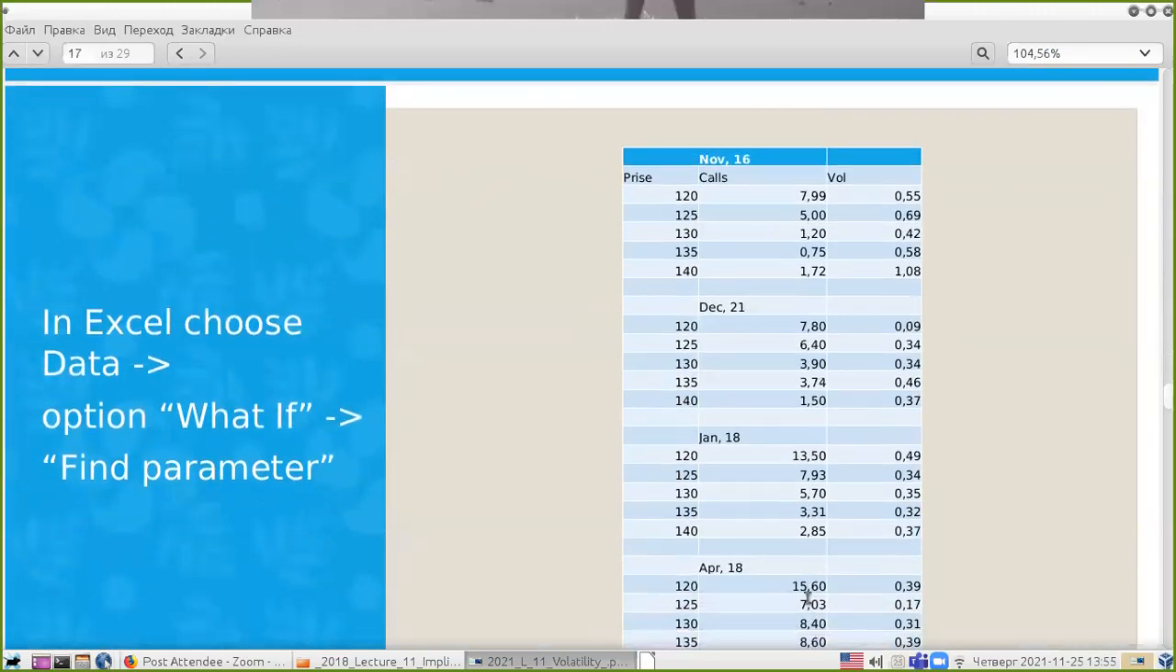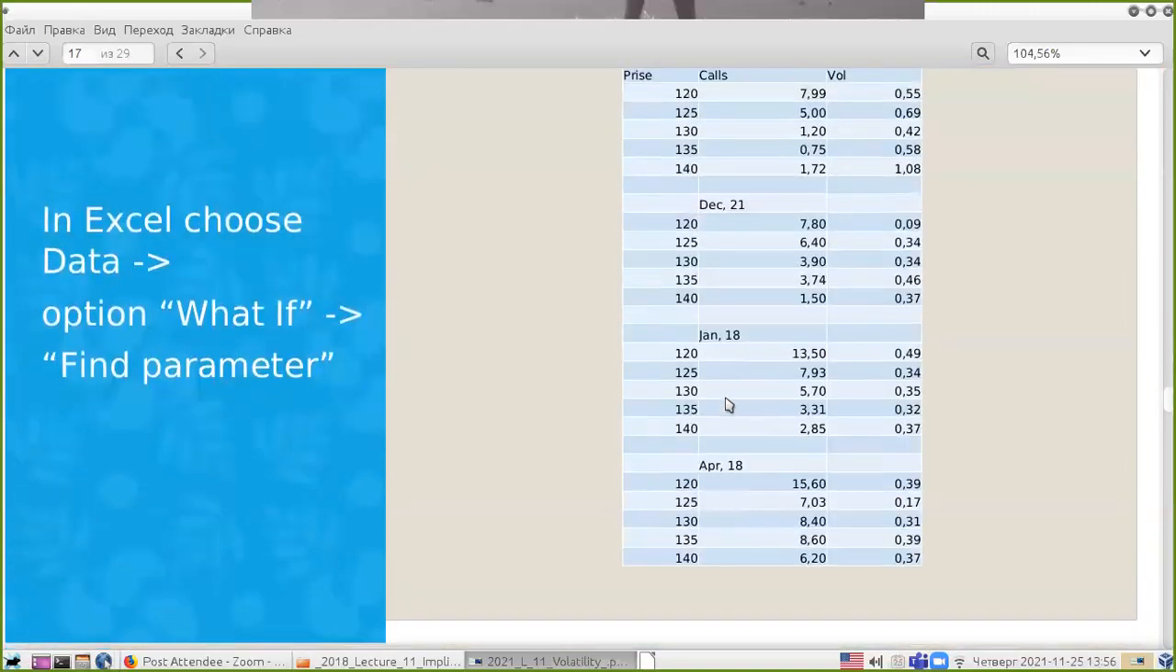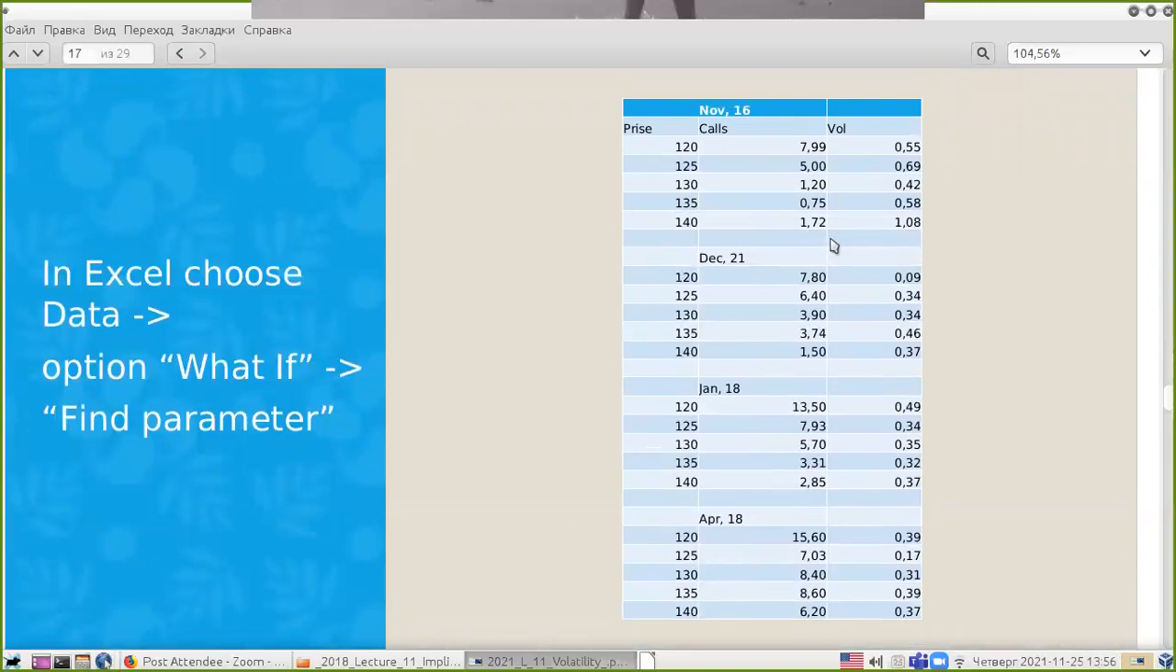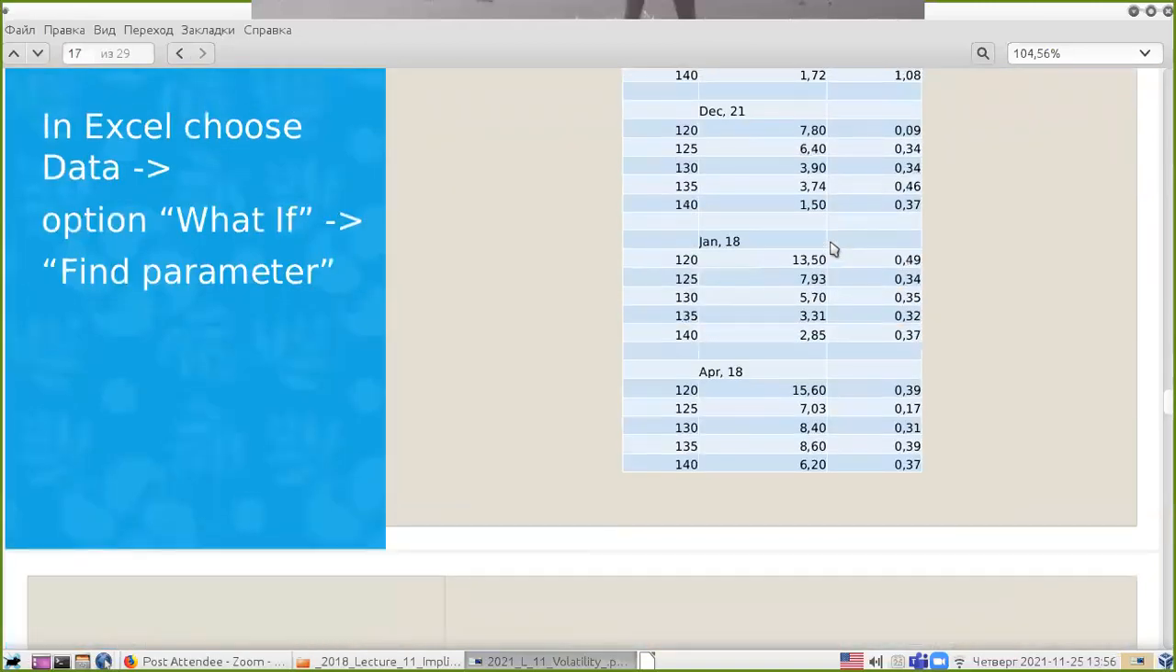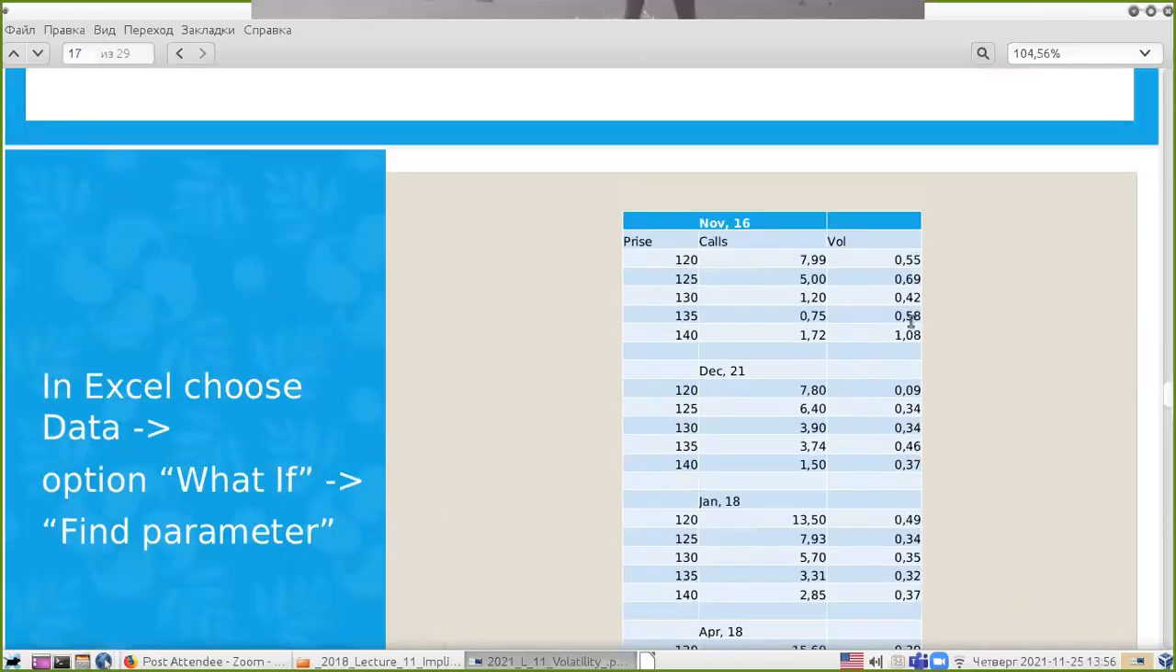So, how can we do this in Excel? In Excel, we need to choose Data, after this the What-If option, and after this Find parameter, and we replace the result by the price from the site. We would like to find this parameter. For example, it was price. It was November, December, and it is a result where we have call option and implied volatility in this. This is volatility.